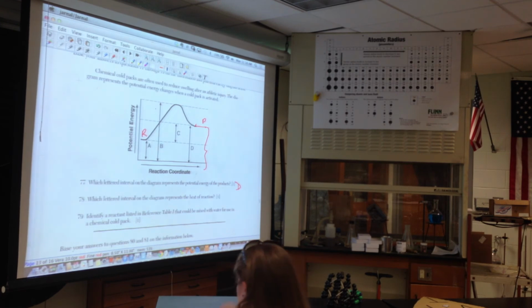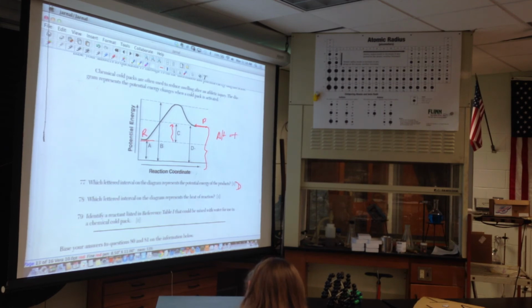What is B, by the way, since we're here? The guy who lives at the top of the hill, called the activated complex. Right. What's C? The difference of where I start and where I finish. What's that? Delta H. Notice it's going up. Therefore, delta H is positive. Which letter represents the heat of reaction? Heat of reaction is delta H. That'd be C. Wow, really? That could be a multiple choice question.